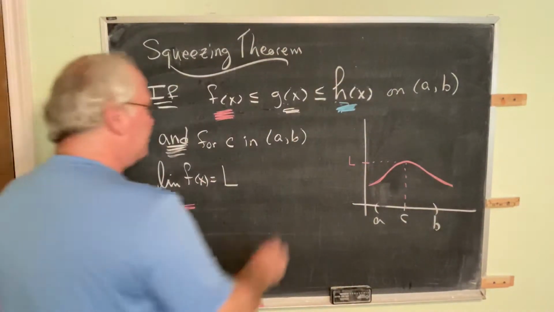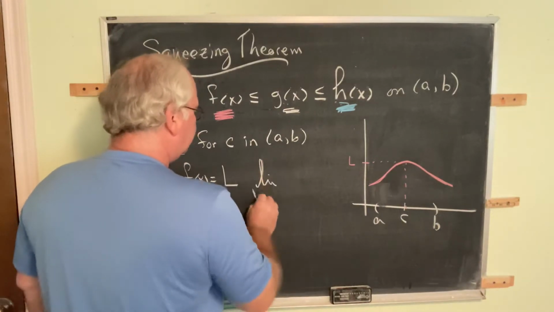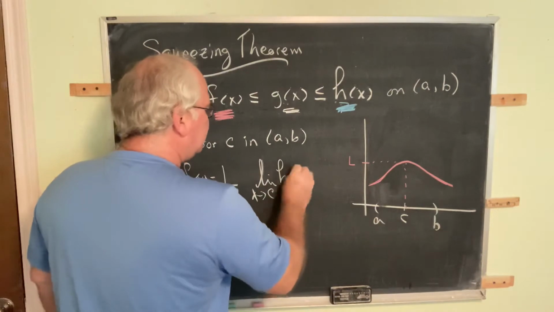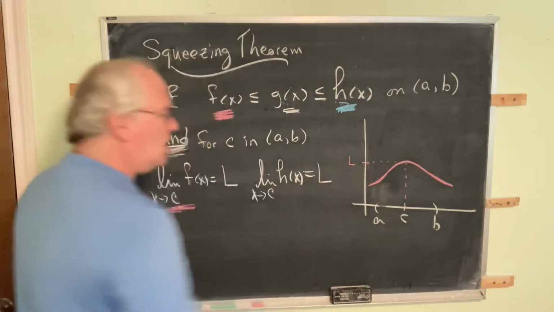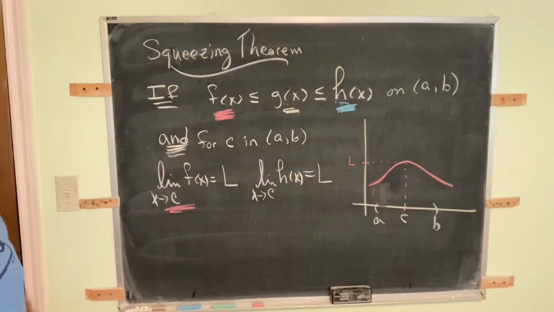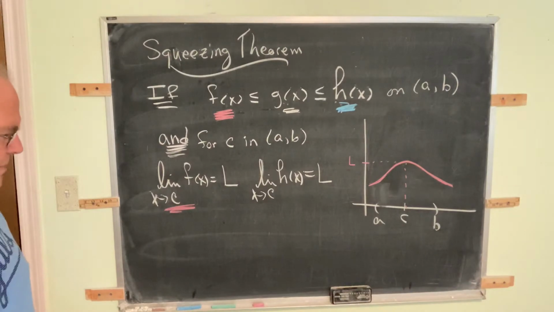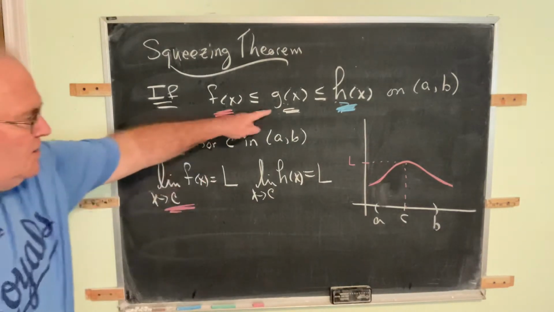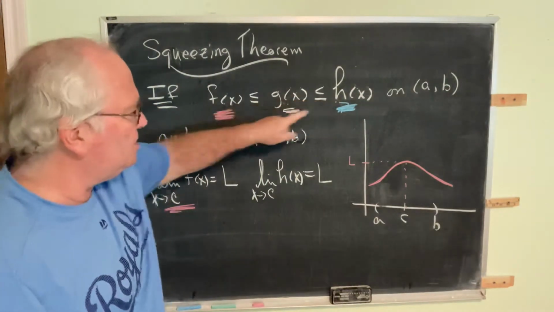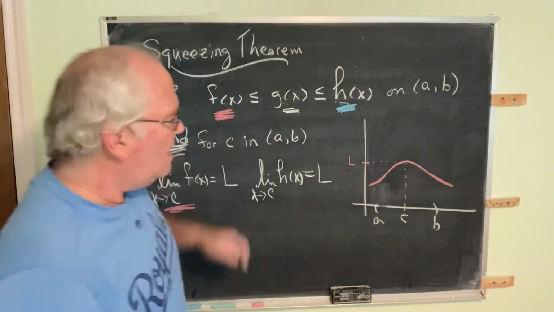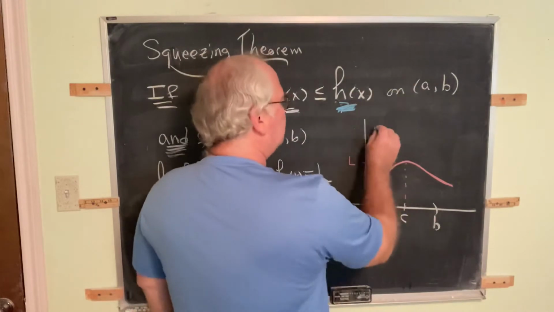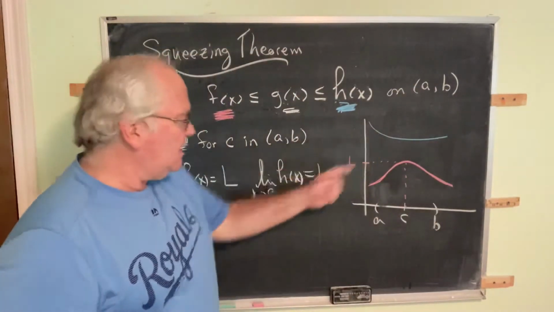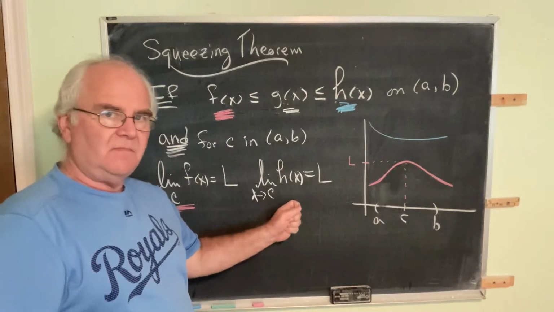We also have another condition. The limit as x approaches C of h of x is also equal to L. What does that mean? Remember, h is the top function. g is somewhere in the middle. So h, now watch what I'm doing here. That's not good enough. That does not meet this requirement. Do you see that?